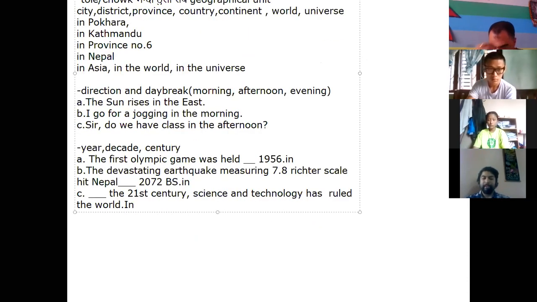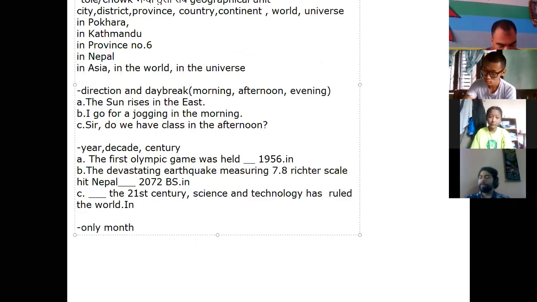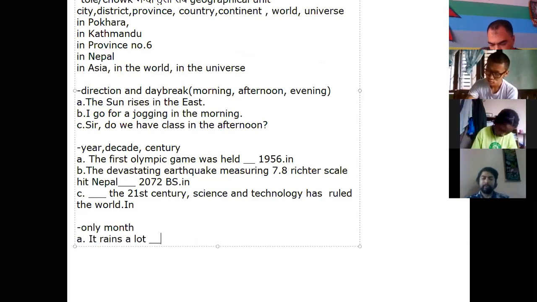So year or decade, remember, in years. Sometimes we only use month. Not months with dates, sometimes we only go for month. In that case, you apply in as a preposition. For example, it rains a lot dash Asar. In English, it will be June probably. The month is not preceded or followed by a date. So what do you use here? It rains a lot in Asar.